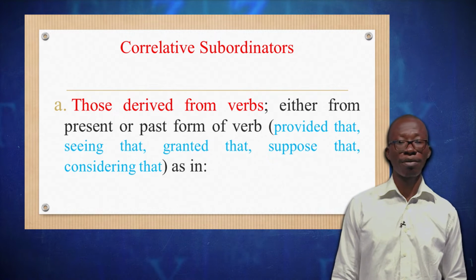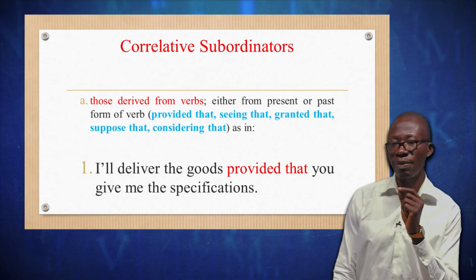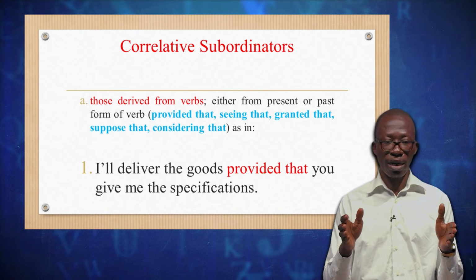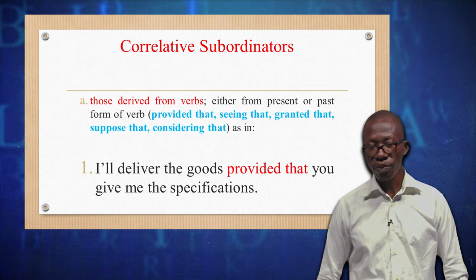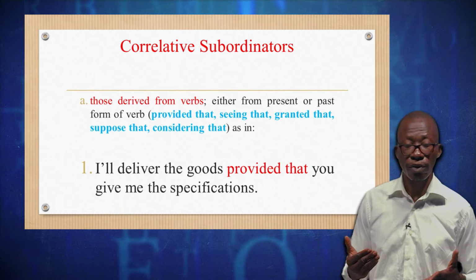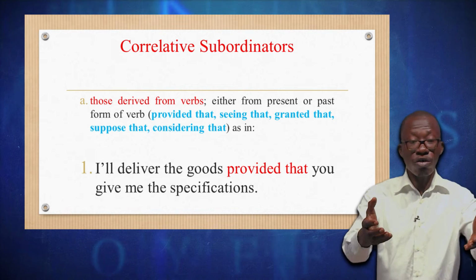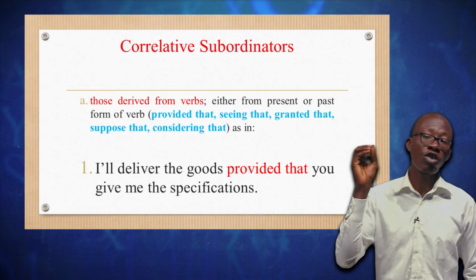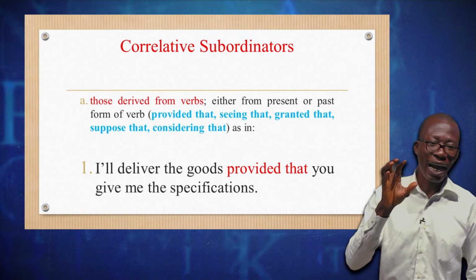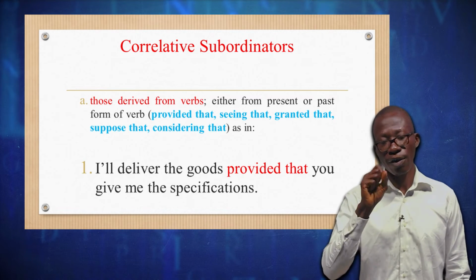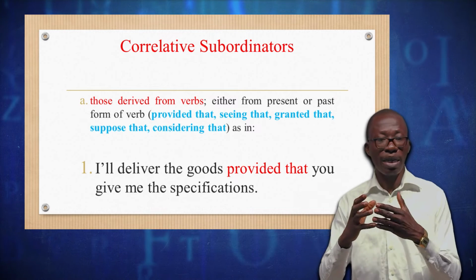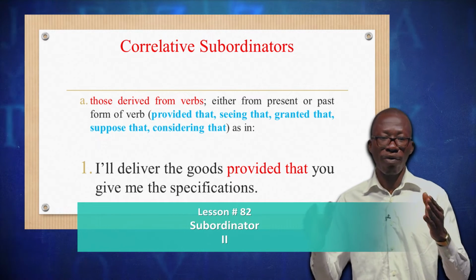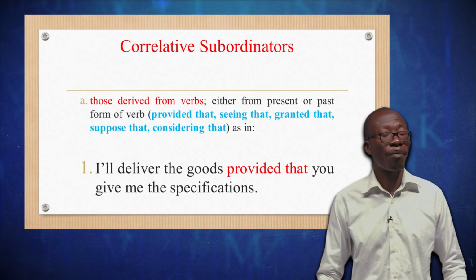So let's see the first sentence. I'll deliver the goods provided that you give me the specifications. So we have provided that you give me the specifications, being a clause that depends on I will deliver the goods. Now this is expressing a condition. I am in a position to deliver the goods to you if I am able to get the required specifications from you. So this is the message we are getting from the sentence. So we have provided that, being a subordinator, linking these two statements: I will deliver the goods, you give me the specifications. So provided that you give me the specifications depends on I will deliver the goods for a complete meaning.